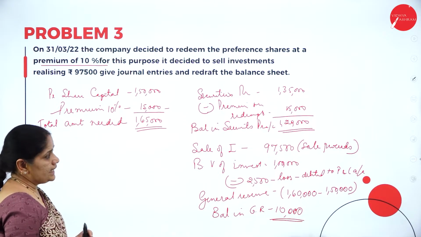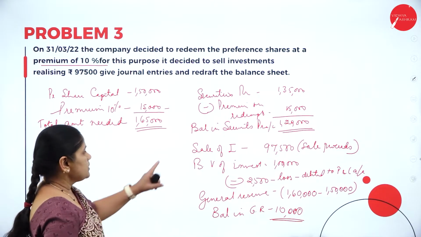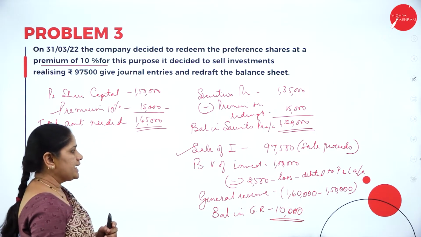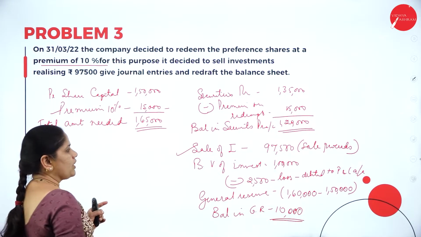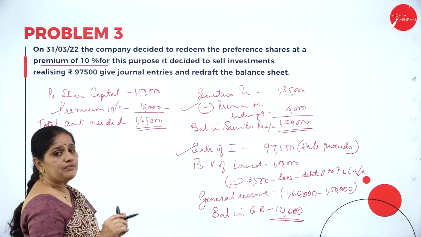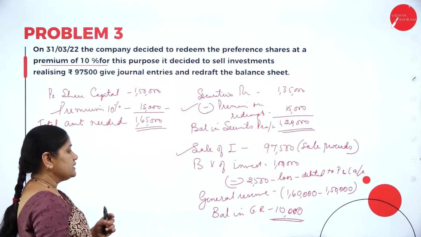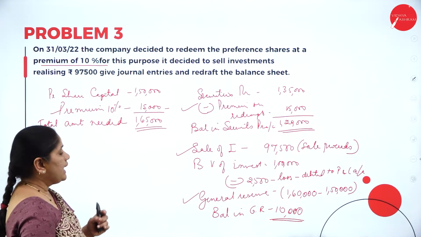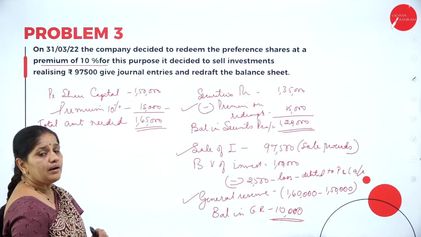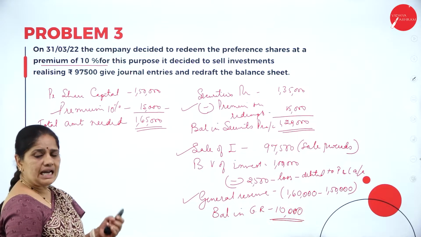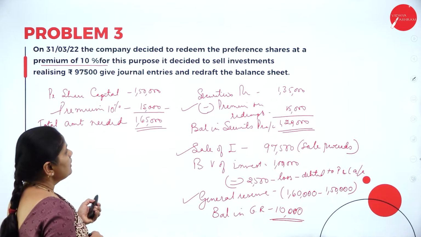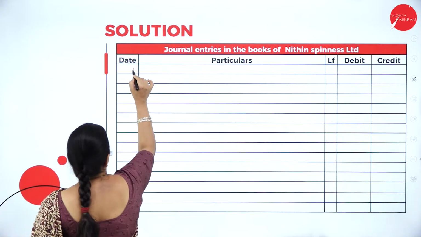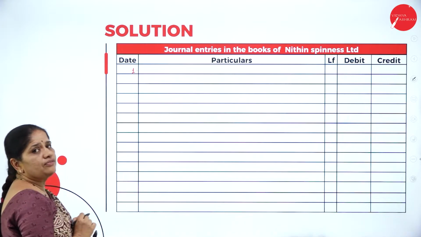So what are the entries we need to write here? First entry will be for the sale of investments. Then next entry will be for provision of premium from where you are adjusting the money. Then we will be making a provision for general reserve, and then next will be the money due to the preference shareholders, and lastly the payment. So we will start off with the journal entries. The first journal entry will be for the sale of investments.